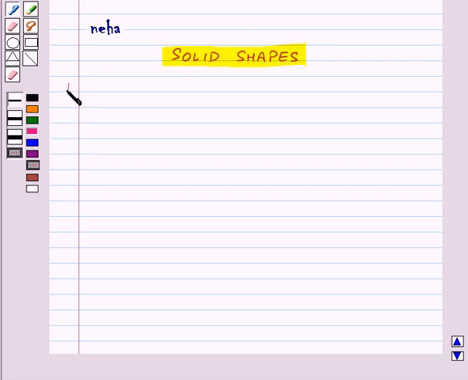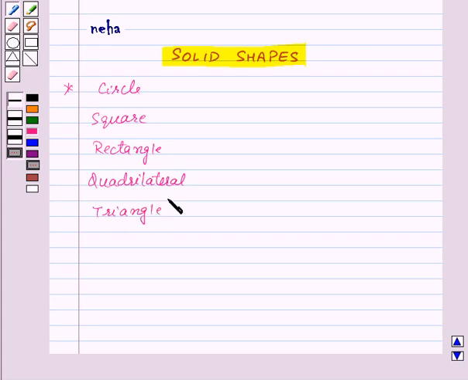You must be aware of the shapes like a circle, a square, a rectangle, a quadrilateral, a triangle, etc. These all are plane figures.